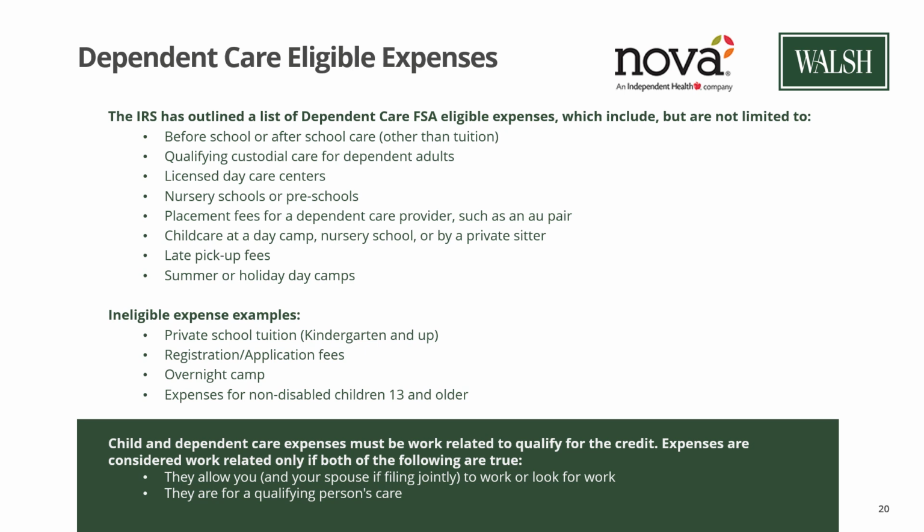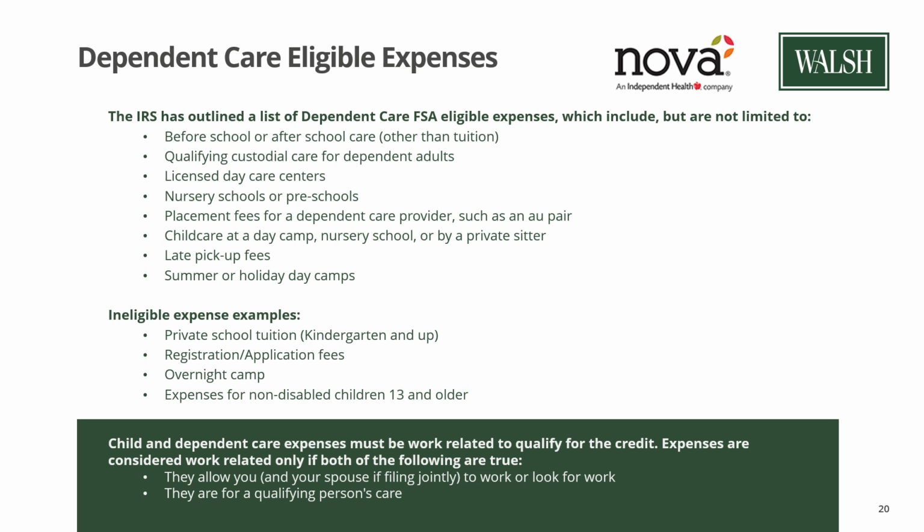Some of those eligible dependent care expenses, including but not limited to: if you have a child under the age of 13, you can use it for before or after school. You can use it for nursery, preschool, daycares. You can use it for day camps, holiday camps, late pickup fees. What you cannot use it for is private school tuition. So once they've graduated from preschool and are enrolling in kindergarten, you cannot use it for any private school tuition.